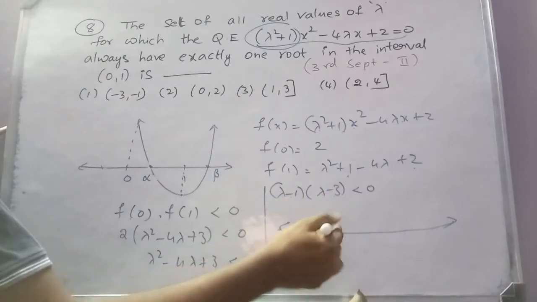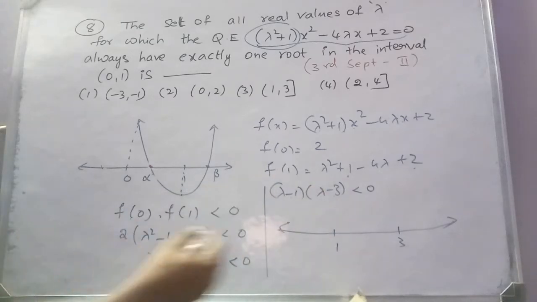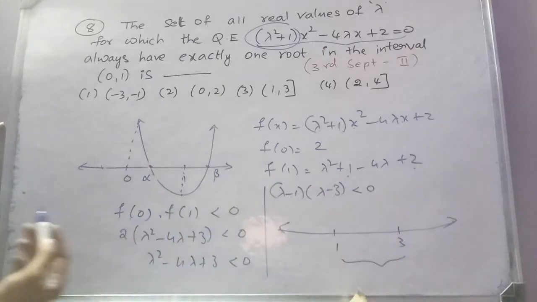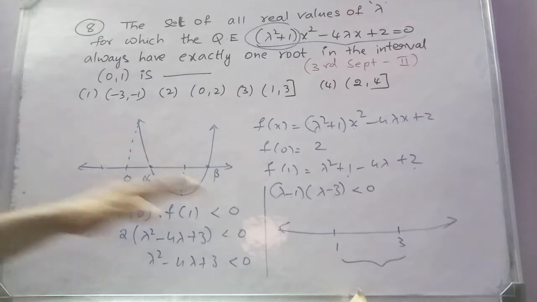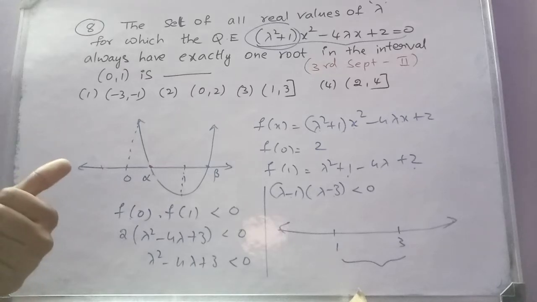Take the zeros on this number line, 1 and 3. Since the symbol is less than, we are supposed to take the values between 1 and 3. So again, a concept that comes under the solution set of quadratic inequalities. So we have done this concept also.